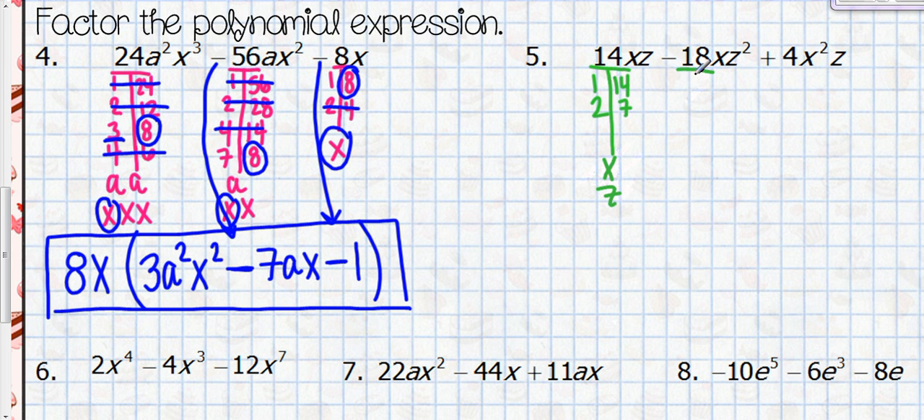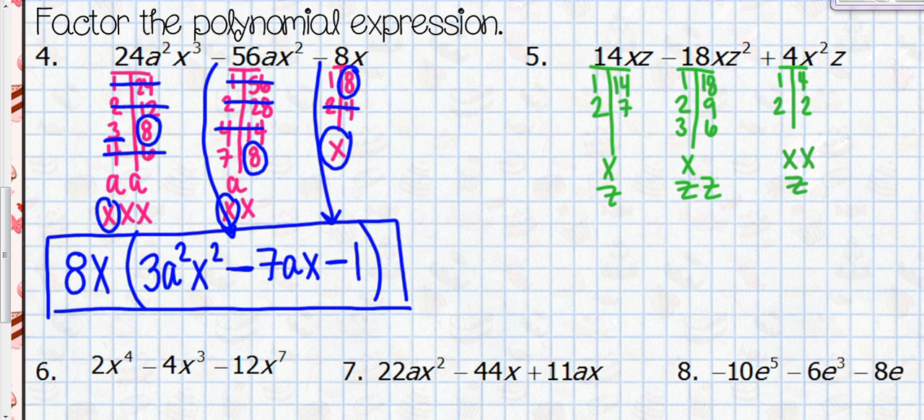Okay, 18. A couple more factors here. 1 and 18, 2 and 9, 3 and 6, and that's it for that one. And then x and 2 z's. Okay, and then 4. Again, 1 and 4, and then 2 and 2, and that's it. Don't forget about those 2's. Then I have 2 x's and 1 z.